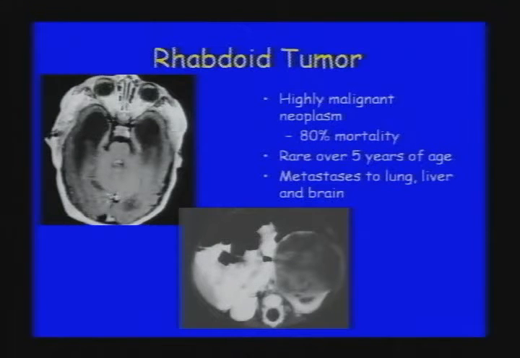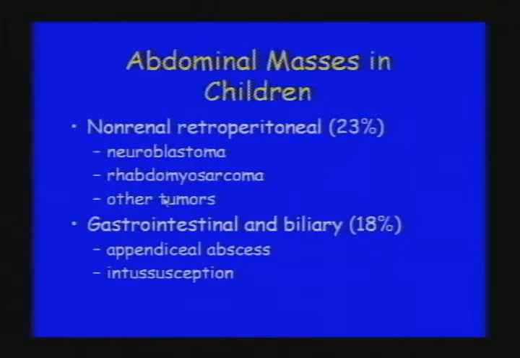Rhabdoid tumor is a very bad tumor. It's a highly malignant neoplasm. It's usually seen in kids under 5 years of age. And if you see what you think is a Wilms tumor, but you have bony metastases or brain metastases, think instead that you're probably dealing with a rhabdoid tumor. And here you can see a very large intrarenal mass. There you can see the nice claw sign of this arising out of the renal parenchyma. And there's a mass at the left side of the quadrigeminal plate and hydrocephalus resulting in this child.